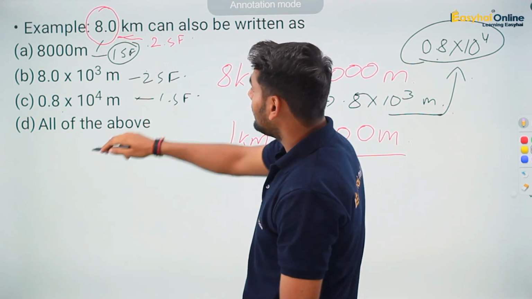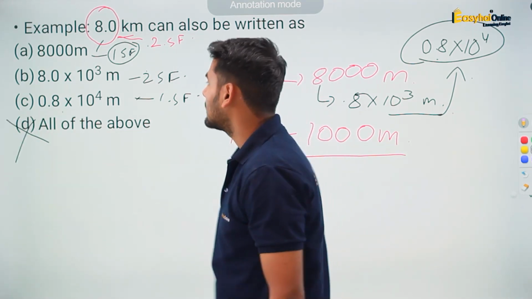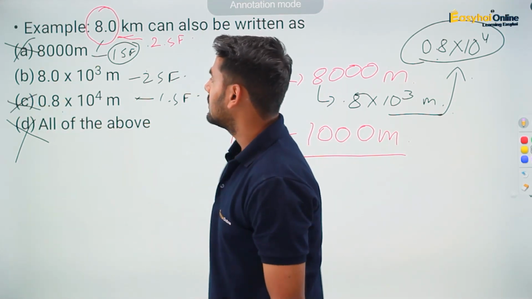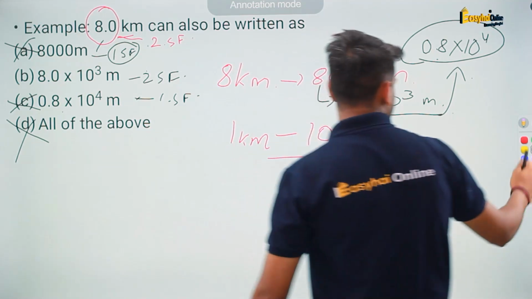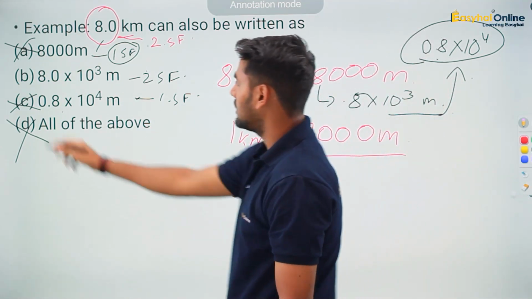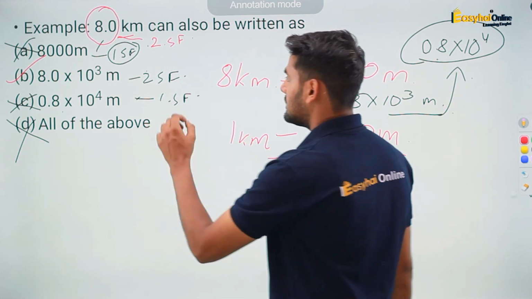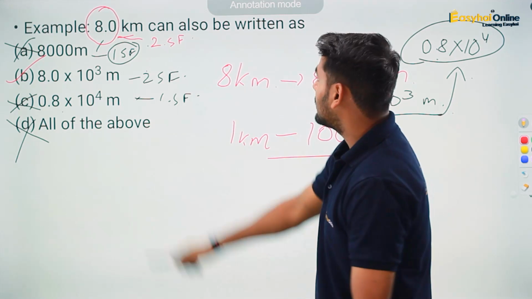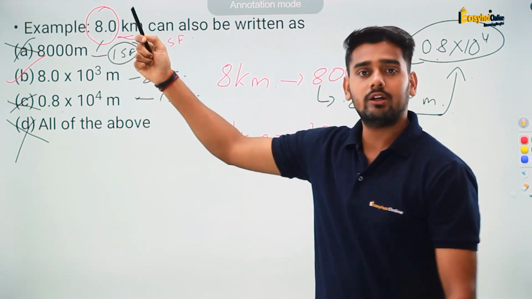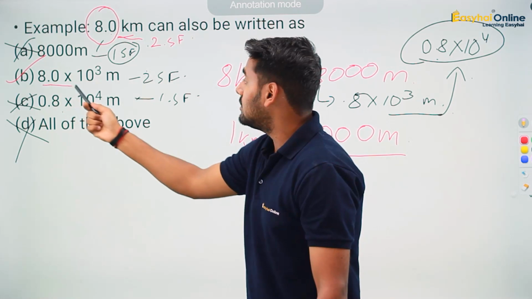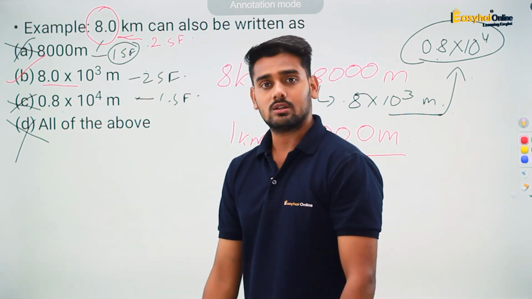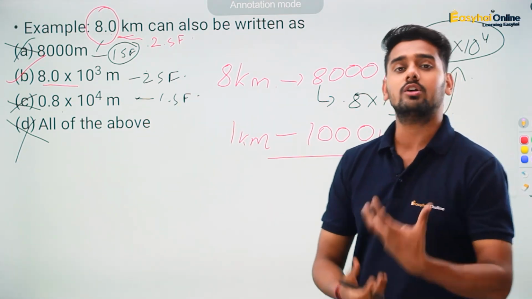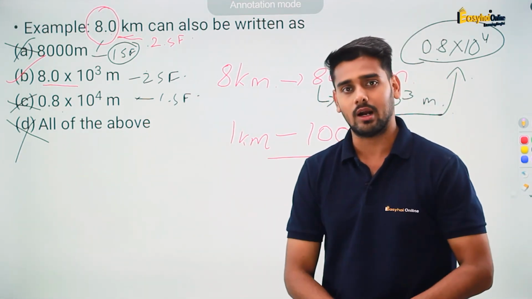So this means all of the others are incorrect. One significant figure, incorrect. One significant figure, incorrect. The correct answer is option B. Okay. 8.0 into 10 raised to the power 3 meter. So the scientific method to convert 8.0 kilometer into meter is 8.0 into 10 raised to the power 3 meters. Now, to a layman, this might not seem that big of a deal, but when we are dealing with significant figures, it's very important and crucial.